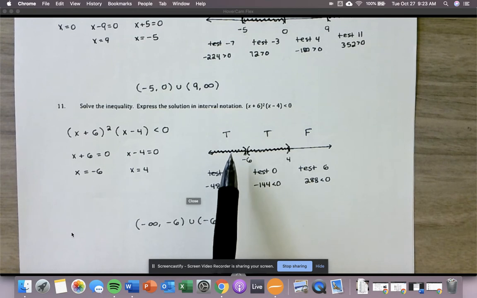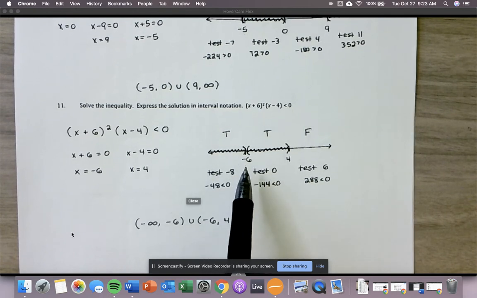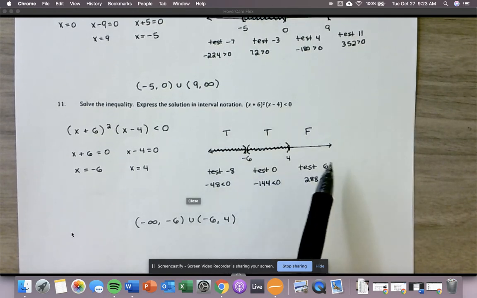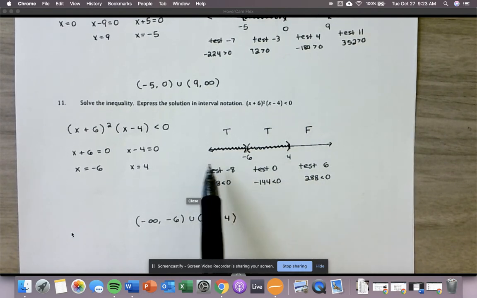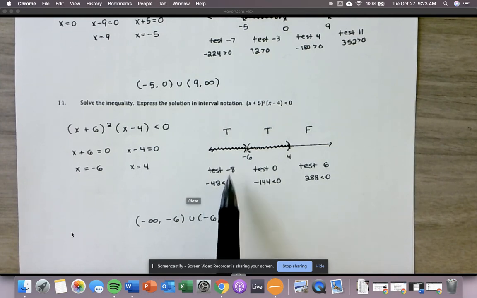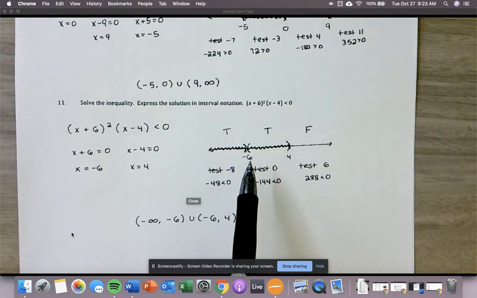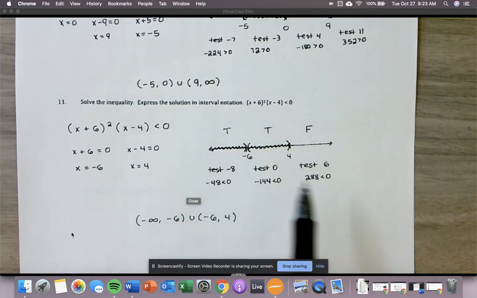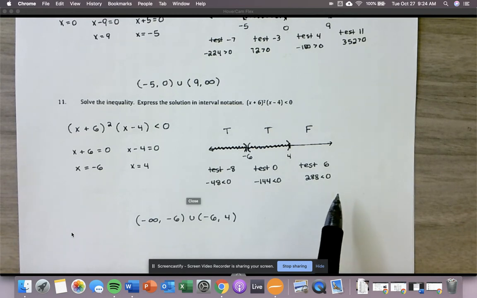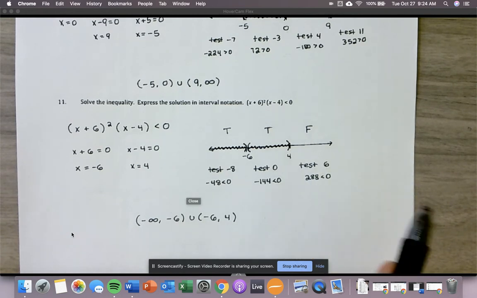And we just test. We want a number less than -6, something in between -6 and 4, and something greater than 4. Right, so we can test -8 because it's less than -6, and you would end up getting -48 is less than 0, which is a true statement. Then we can test 0 because it's in between -6 and 4, and we end up getting -144 is less than 0, which is also true. And we can test 6, which we get 288 is less than 0, which we know is false.